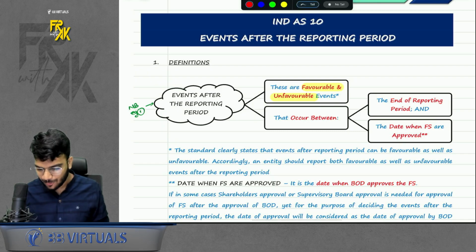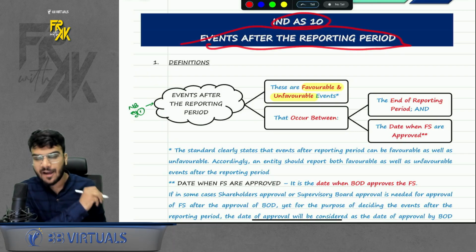And in this session, we are going to revise Index 10, that is events after the reporting period.